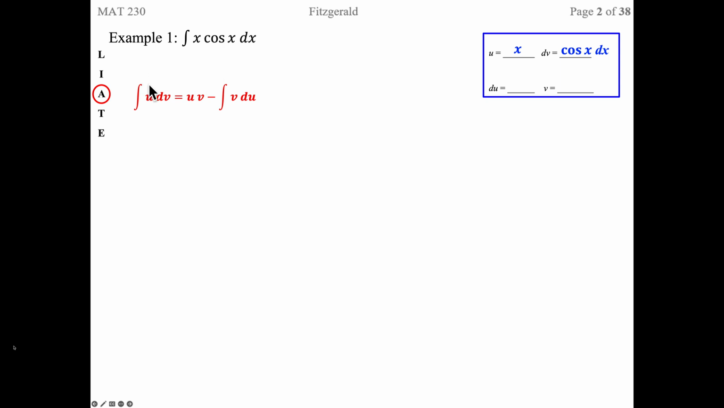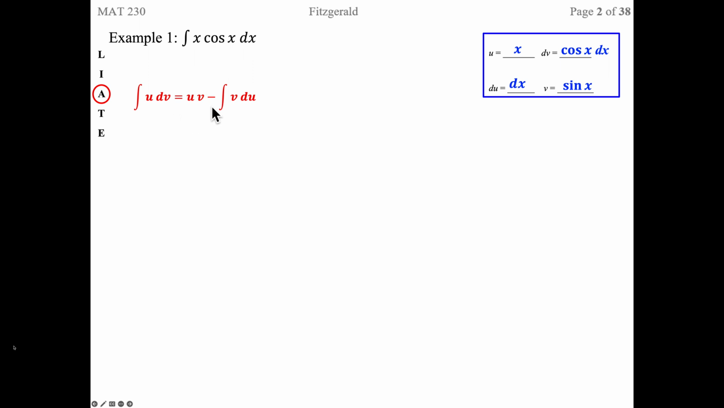And one thing that I would ask you to do is keep writing this for every single problem, because the more you write out the formula, the faster you're going to commit it to memory. And again, it's also on that integration sheet that I asked you to print out. All right, so with x being my u, take the derivative of x, that's dx. Cosine x dx is my dv. What we want to do is integrate it. So if you check your list, if you integrate cosine of x, that's sine of x.